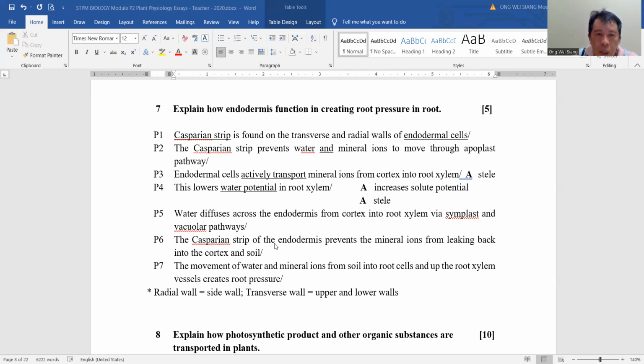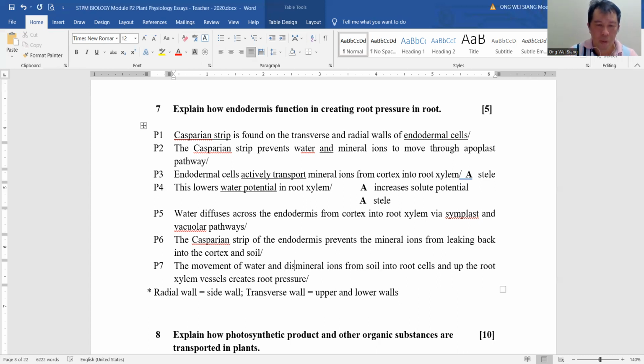Then the Casparian strip of the endodermis prevents the mineral ions from leaking back into the cortex and soil, because the mineral ions accumulate, and then they create a force, the root pressure, which pushes water and the dissolved minerals up to the stem. So for this one, dissolved minerals is better.